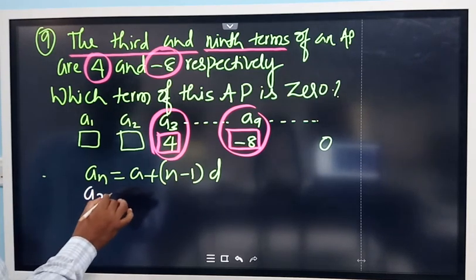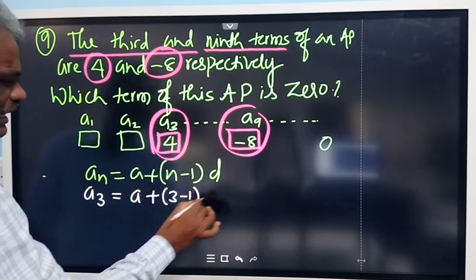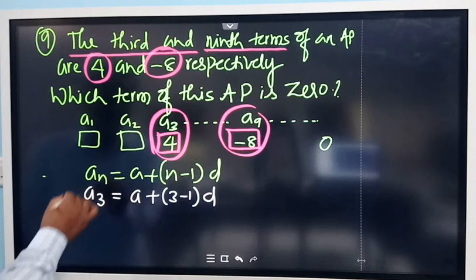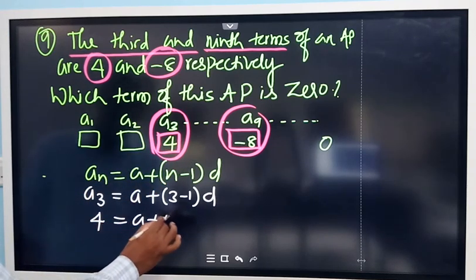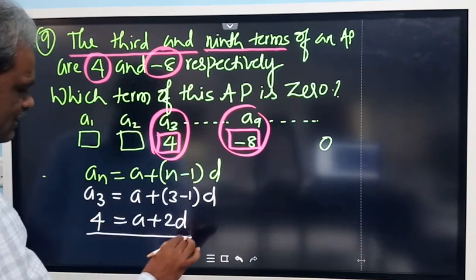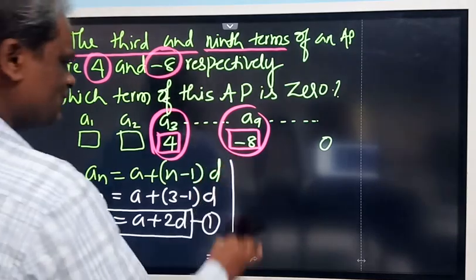A3, I will write here A3: A plus 3 minus 1 into D. The A3 value you know, that is 4. You write here 4 equals A plus 2D. This is equation 1.